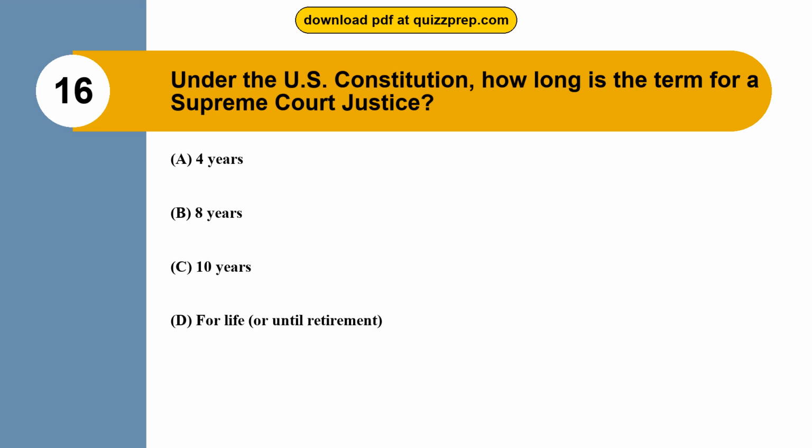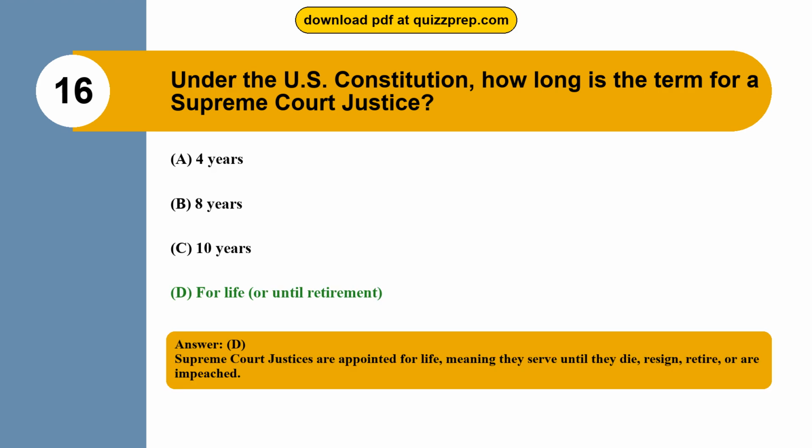Question 16. Under the U.S. Constitution, how long is the term for a Supreme Court justice? Option A, 4 years. Option B, 8 years. Option C, 10 years. Option D, for life, or until retirement. The correct answer is option D, for life, or until retirement. Supreme Court justices are appointed for life, meaning they serve until they die, resign, retire, or are impeached.